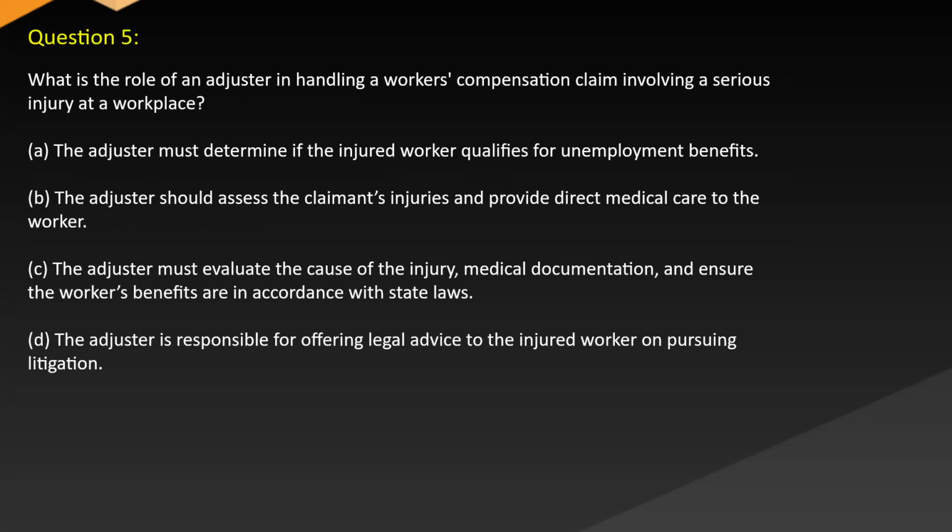Question 5. What is the role of an adjuster in handling a worker's compensation claim involving a serious injury at a workplace? A. The adjuster must determine if the injured worker qualifies for unemployment benefits. B. The adjuster should assess the claimant's injuries and provide direct medical care to the worker. C. The adjuster must evaluate the cause of the injury, medical documentation, and ensure the worker's benefits are in accordance with state laws. D. The adjuster is responsible for offering legal advice to the injured worker on pursuing litigation.